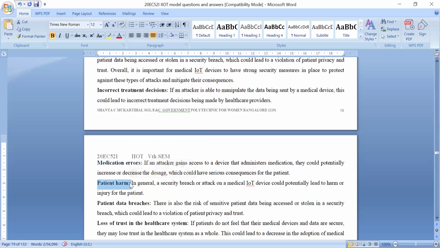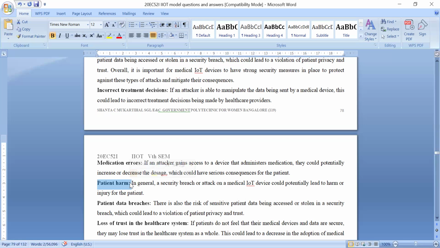Next, third one, patient harm. A security breach can also cause direct harm to the patient. For example, if an IoT-enabled pacemaker is there on the patient's heart and it is tampered, then it could lead to malfunctioning. The pacemaker is used to correct the heartbeat, but when it is tampered, it may lead to malfunctioning, which may result in cardiac arrest.